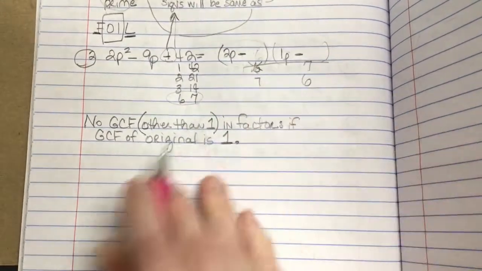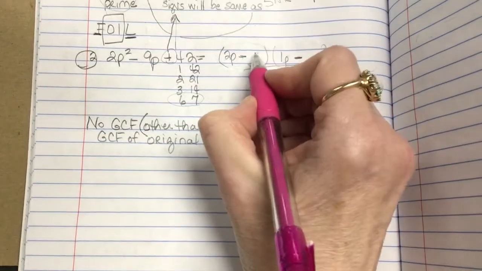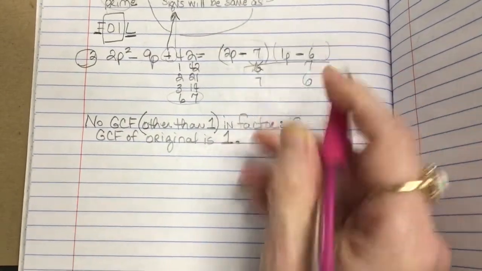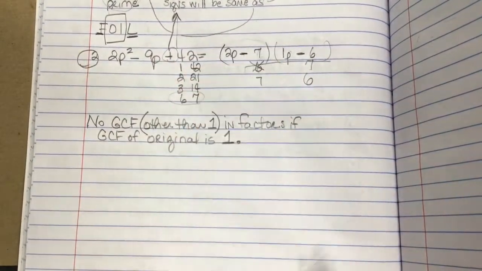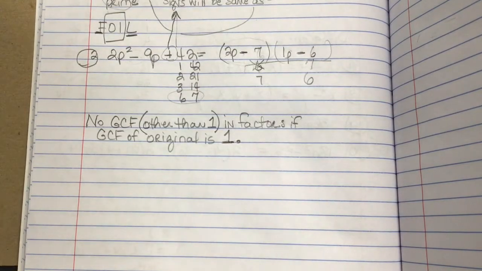So I already know this one can't work. So let's try the 7 and 6. And if it doesn't work, then I'm going to have to go to my list and go to another one. And I probably would pick the 3 and 14.